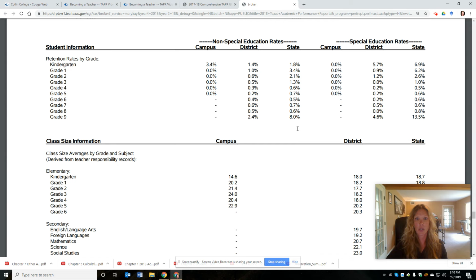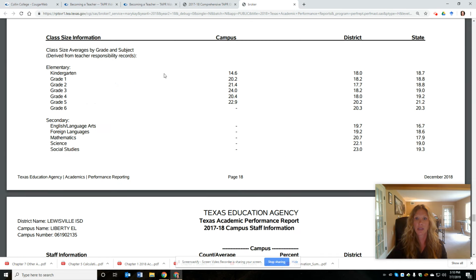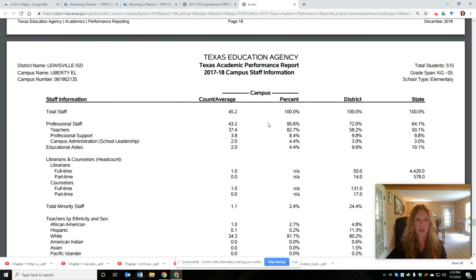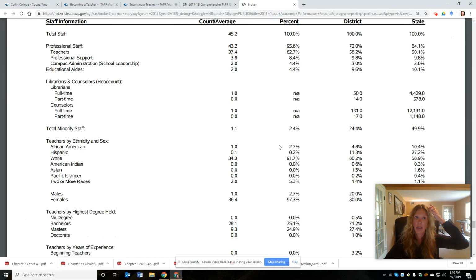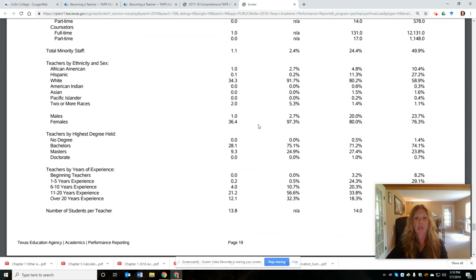All right, now let's go down to class size information, which is kind of fun to look at. And then we finally get down to the staff information too. This tells us how many teachers are on campus, how many professional support staff are on campus, how many principals or educational aides. And then it also breaks it down by ethnicity and gender.